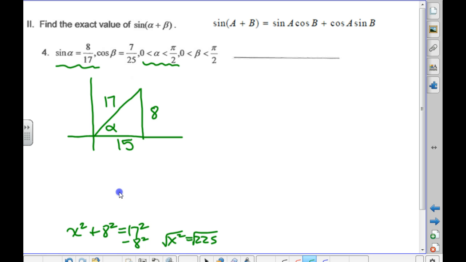All right, but that's only half the story. Who's the other character in our story? Yes, we have beta here. We know that the cosine of beta is 7/25, and beta lives between 0 and pi/2, which is also in quadrant 1.